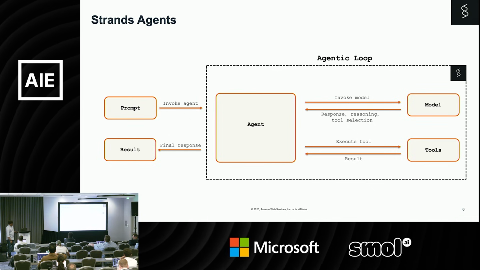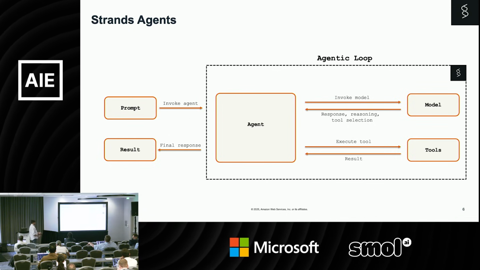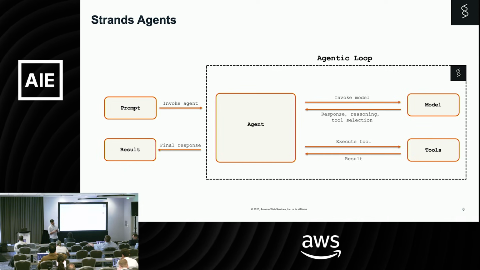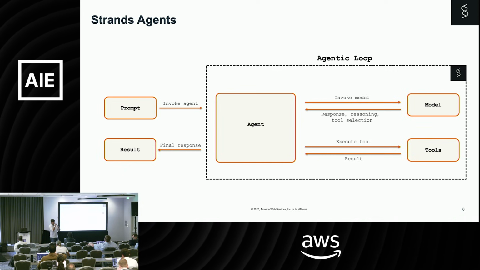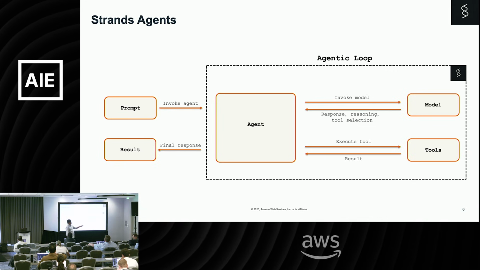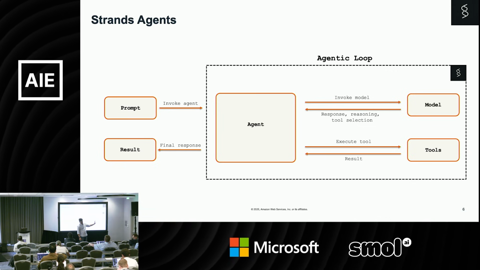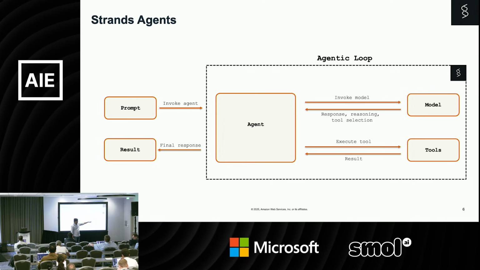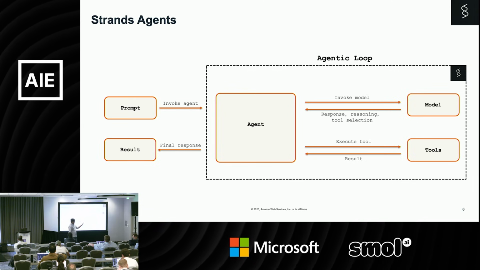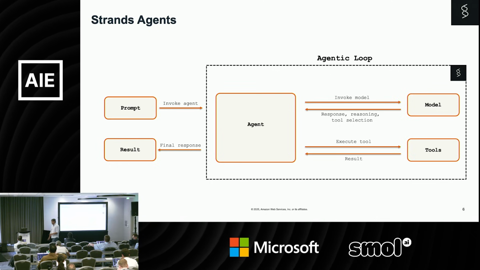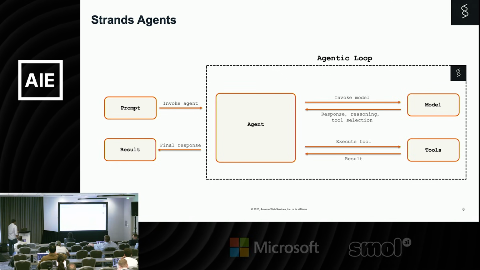Now, this is what it is. Strands, by definition, is a DNA structure, and it just has 2 strands, and those 2 strands stand for model and tool. That's all. So you make an agent with 1 model and a few tools, and simply you just ask the question. That's all. It's as simple as that, right? And let me show you one quick demo.